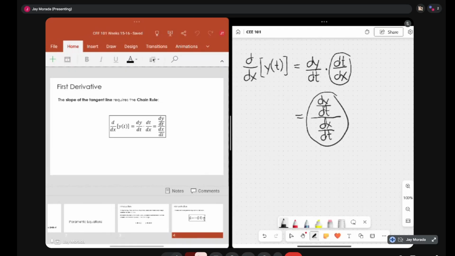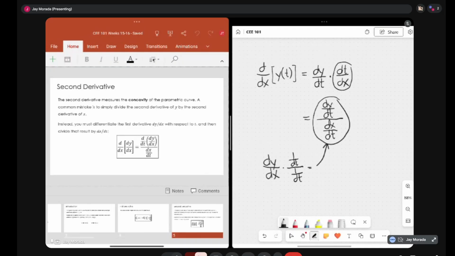You can also see it as, let's say, we have this dy over dx. You multiply the numerator by 1 over dt. Since you're multiplying the numerator, you also have to multiply the denominator with the same value, leaving us with this one.